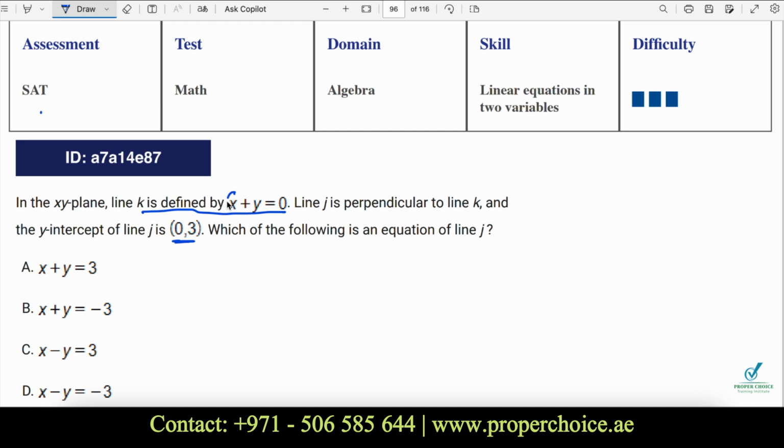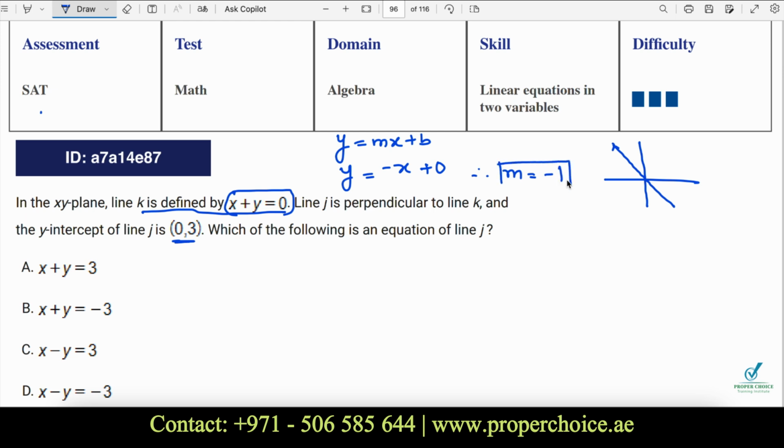Now this is an equation of line K. If you rearrange this in slope intercept form, which is y equals mx plus b, this equation turns out to be y equals negative x. If you take the x to the other side, negative x plus nothing. So nothing means you can write it as 0. So this line has a slope of -1 and y-intercept of 0. It is passing through the origin with a slope of -1. So from this I get a slope of this line as -1.